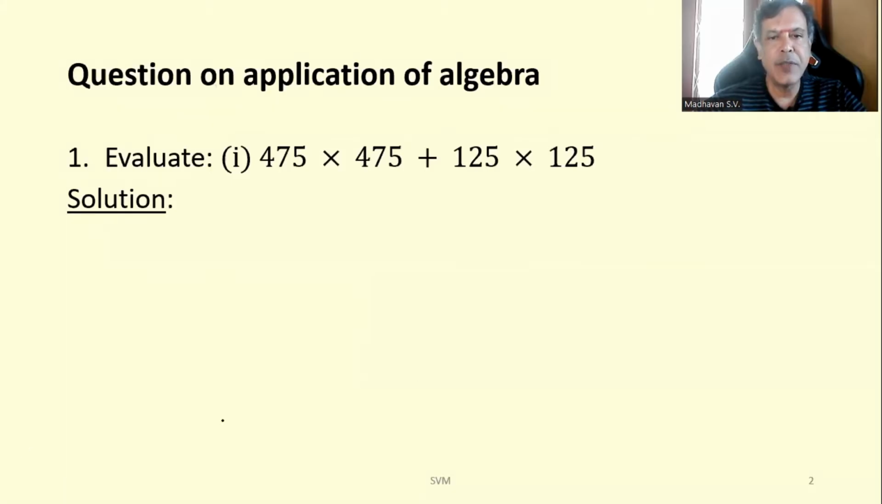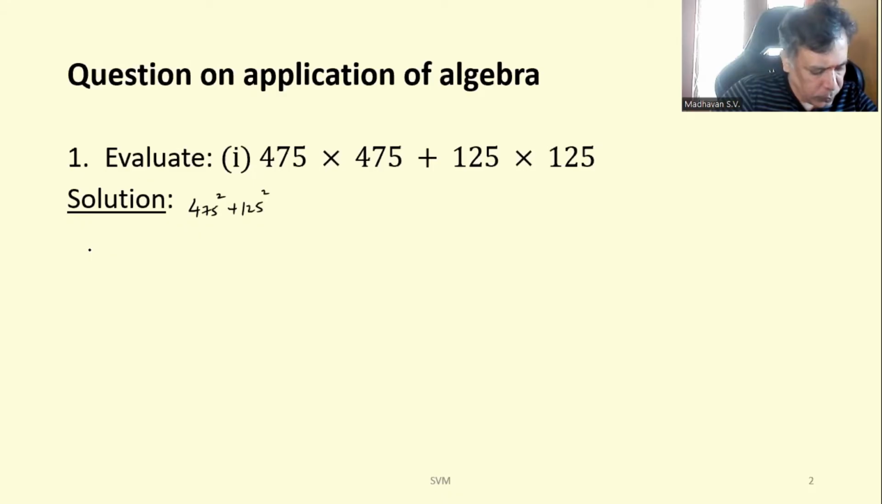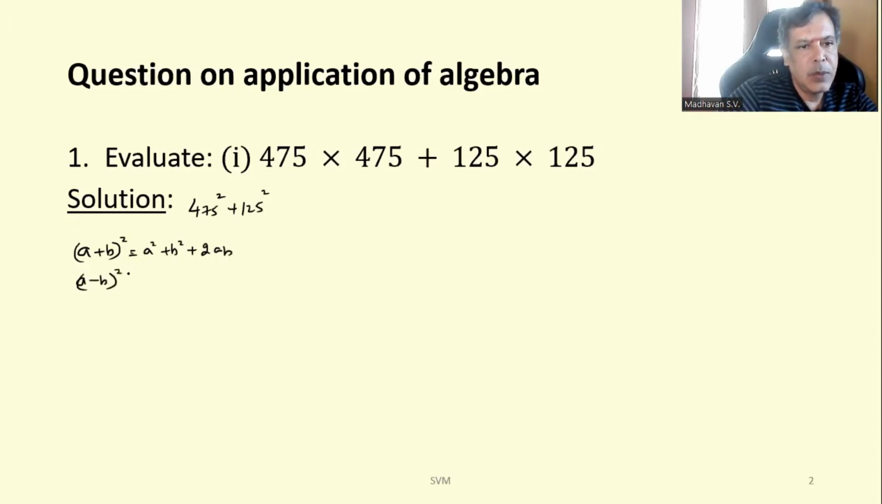475 multiplied by 475 plus 125 multiplied by 125. So we may write this as 475 square plus 125 square. We also know that a plus b the whole square is a square plus b square plus 2ab. We also have a minus b the whole square is equal to a square plus b square minus 2ab.